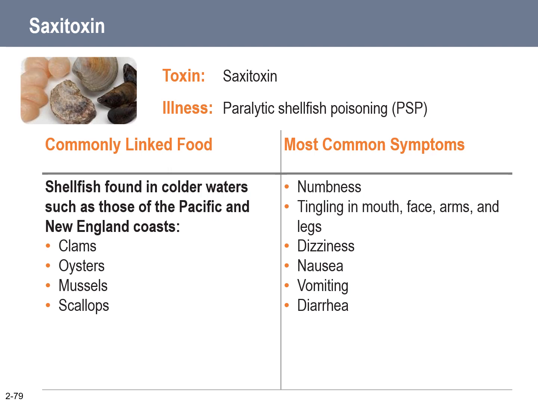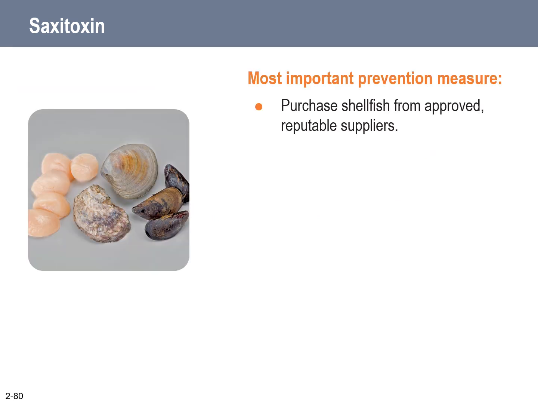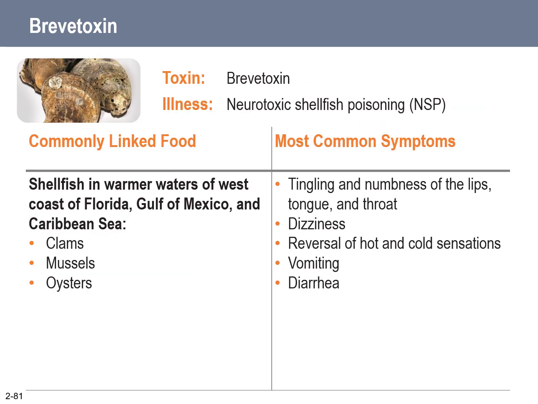Saxitoxin. So this is paralytic shellfish poisoning, or PSP. This is found in colder waters, so the New England coast, clams, oysters, mussels, and scallops. Symptoms are numbness and tingling in the face, arms, and legs, dizziness, nausea, diarrhea, and vomiting. Buy it from approved suppliers. Best way to prevent this illness.